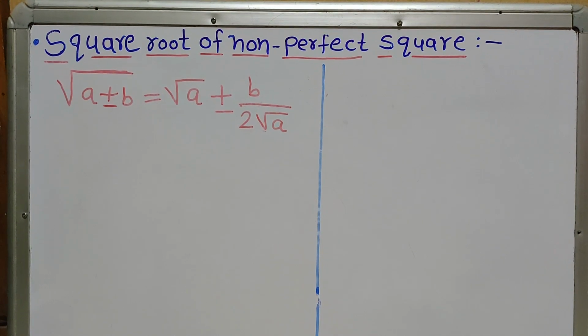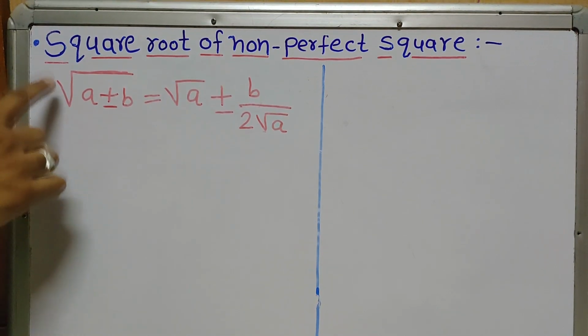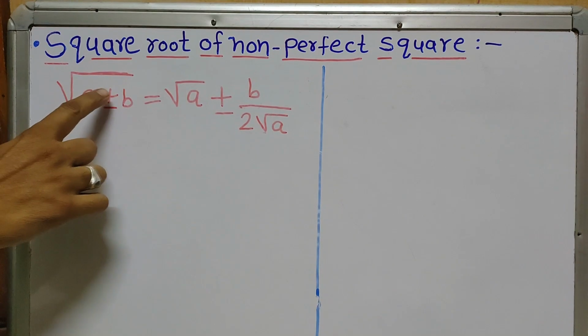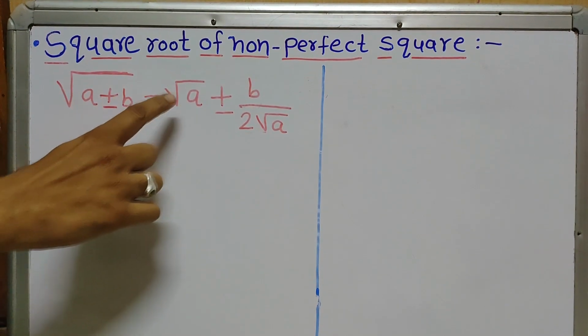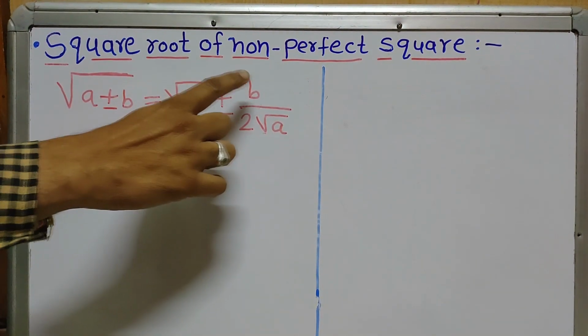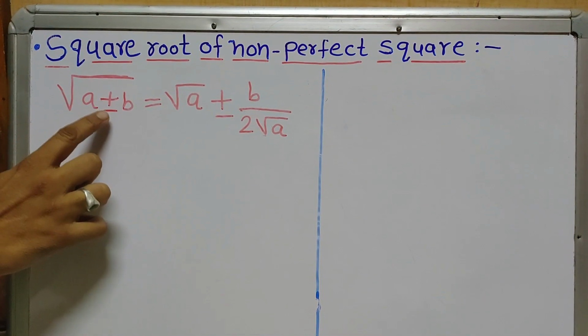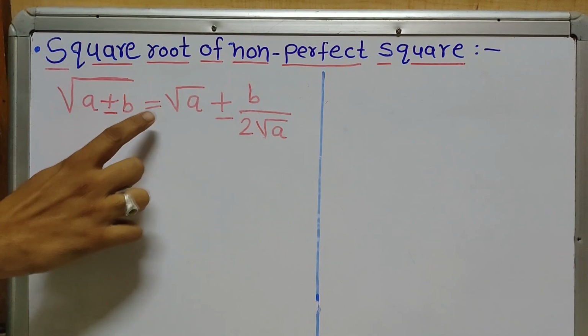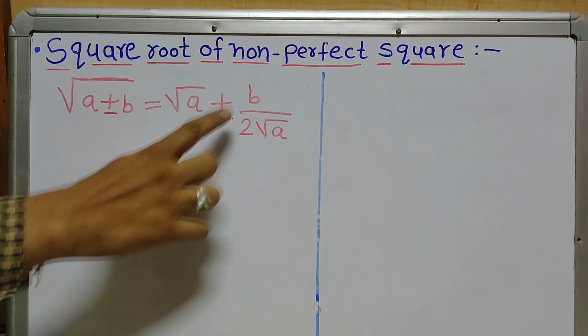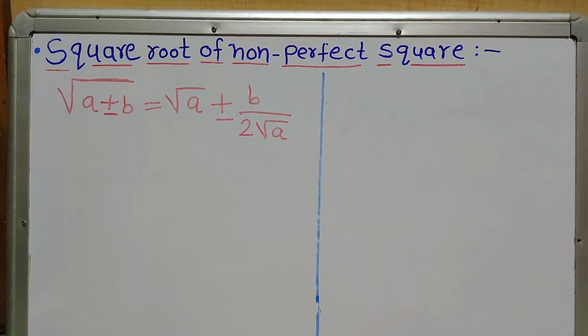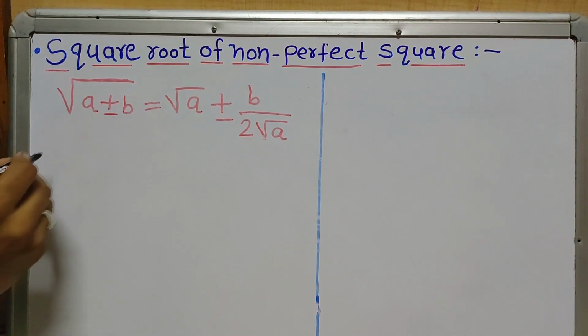So without wasting time, see the formula. Square root of a plus b is equal to square root of a plus b upon 2 root a, or square root of a minus b is equal to square root of a minus b upon 2 root a. See one example.